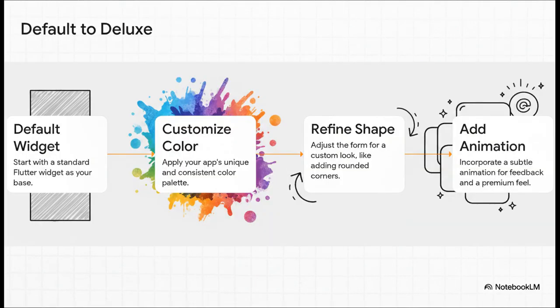Think about it like this. You're not just building an app, you're building a brand. And every single detail, from the color of your buttons to the shape of your cards, should reflect that brand. So when you take a default widget and apply your own unique colors, shapes, and a little touch of animation, you're not just making a button, you're reinforcing your app's entire identity.